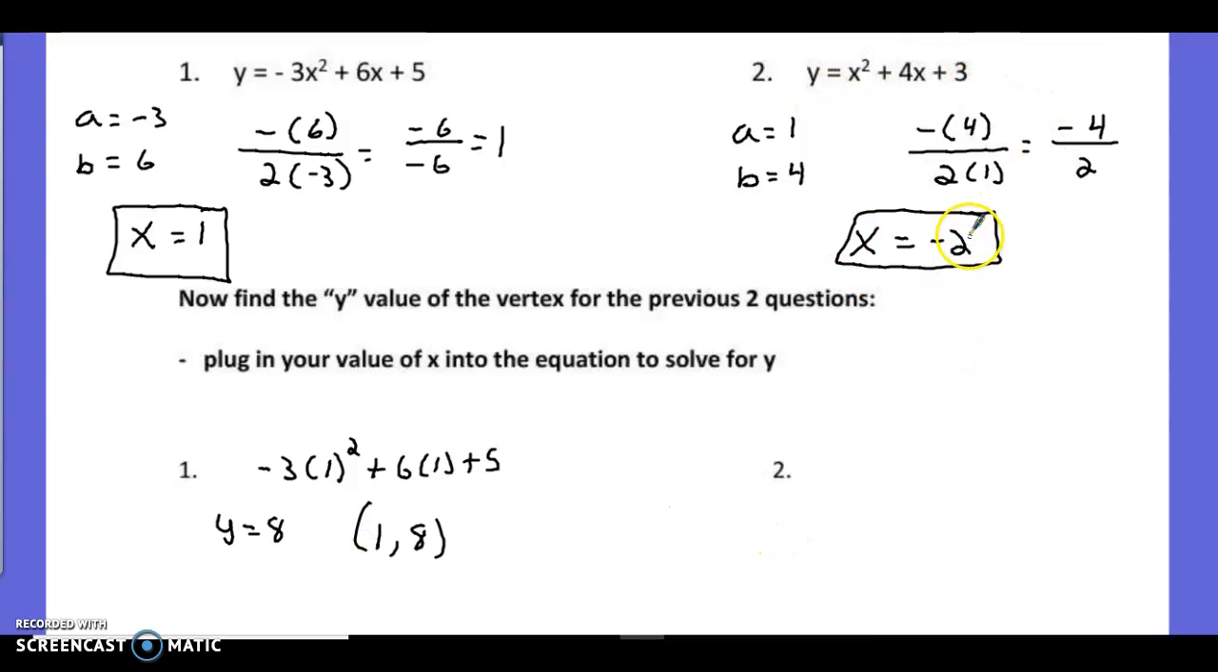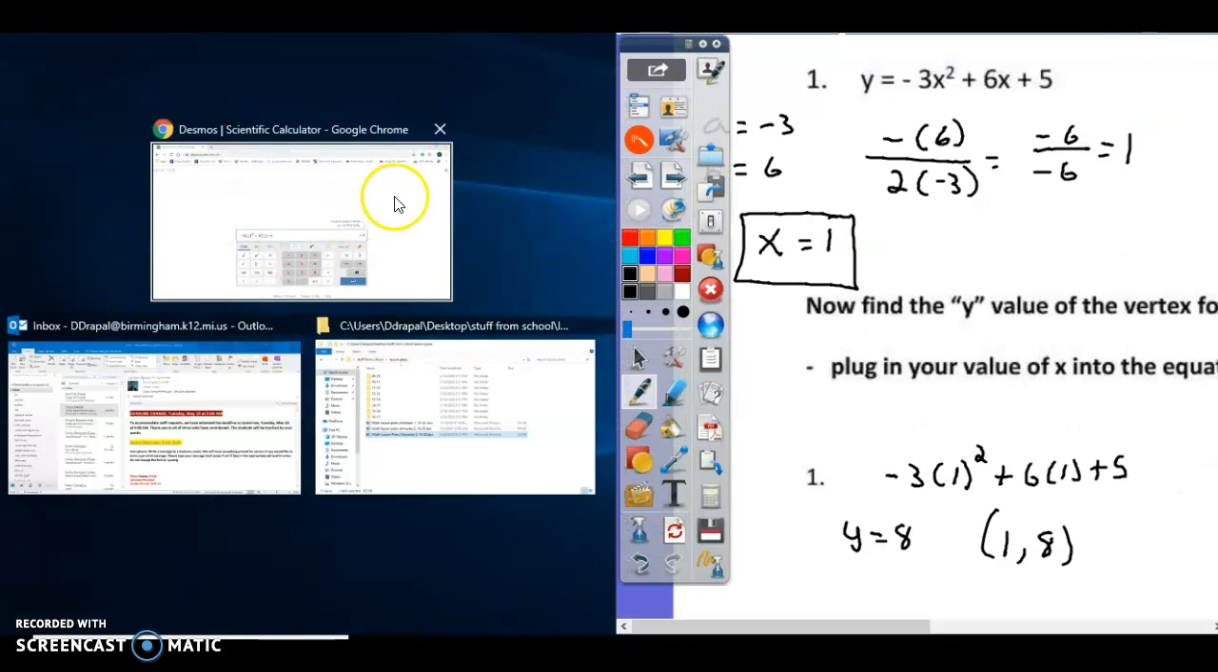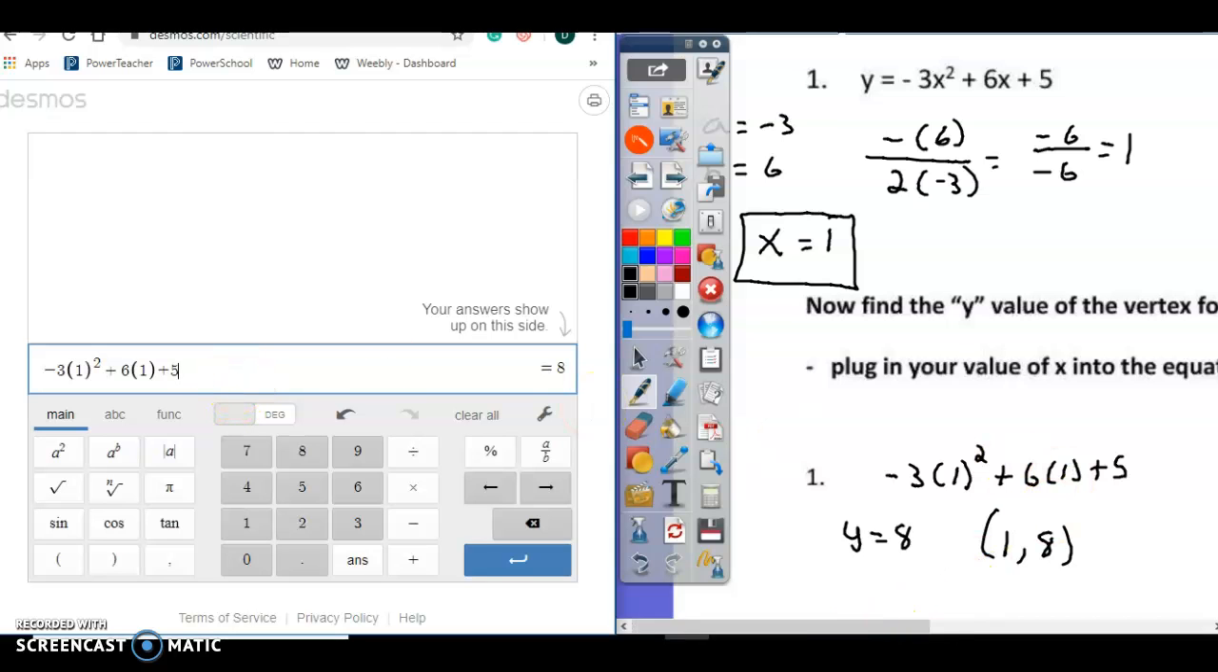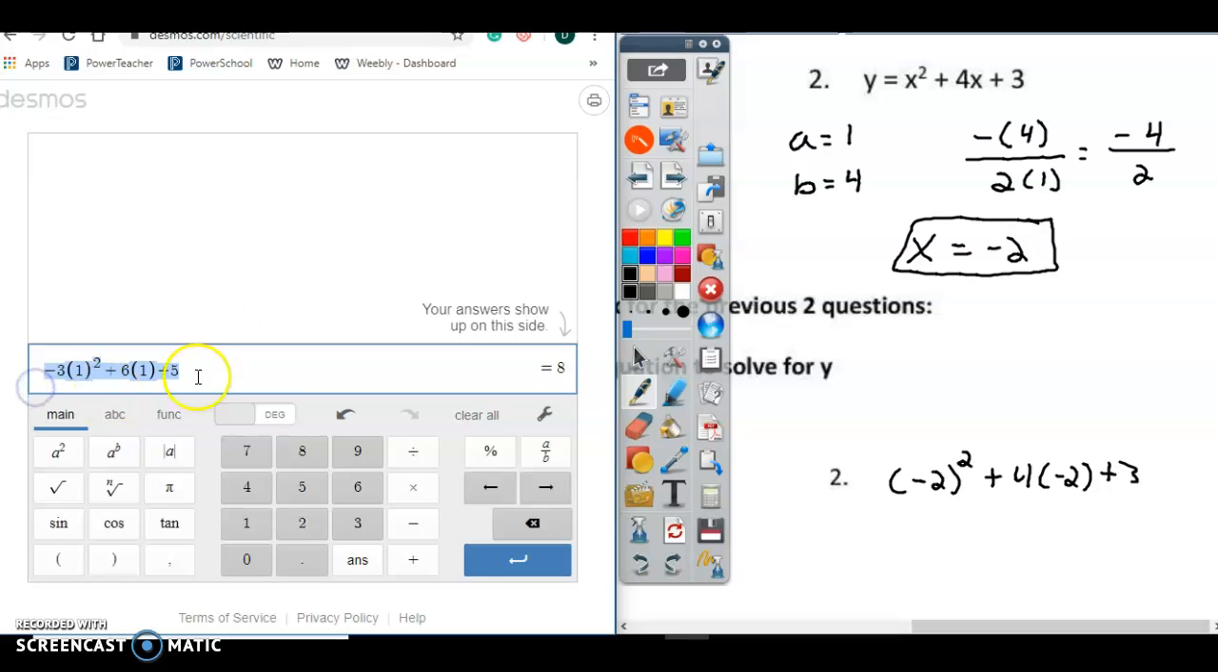Over here, we need to substitute the negative 2 in for each of the x's, so we have parentheses negative 2 squared plus 4 parentheses negative 2, and then we have plus 3. So I'm going to go back through. What I'll do is I'll use both of these up here. So now I'm going to plug this into my equation. So this is the easiest way. Again, make sure you're using parentheses for everything that you substitute in.